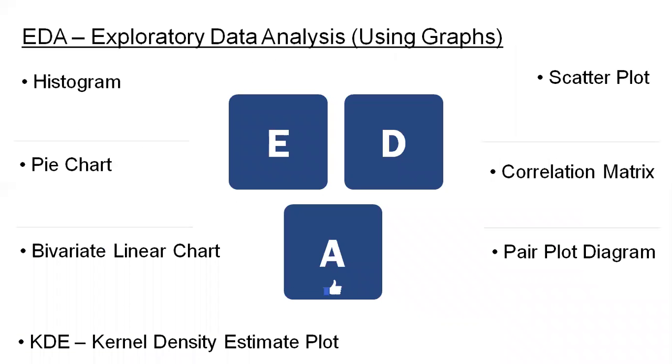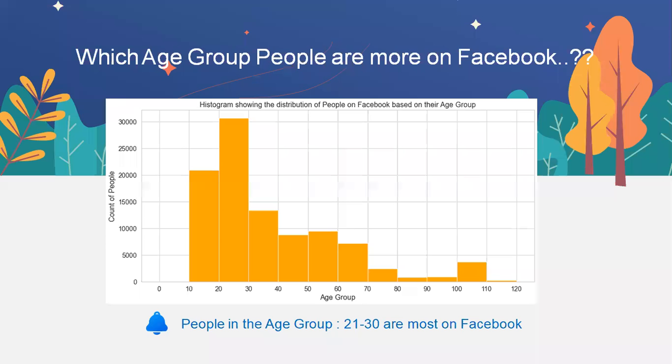Now coming to the EDA, that is, through graphs. So I have taken these 5 to 7 EDA charts, or you can say graphs. First is the histogram, pie chart, bivariate linear chart, kernel density estimate plot, scatter plot, correlation matrix, and pair plot diagram. So now coming to the EDA with the help of graphs or charts.